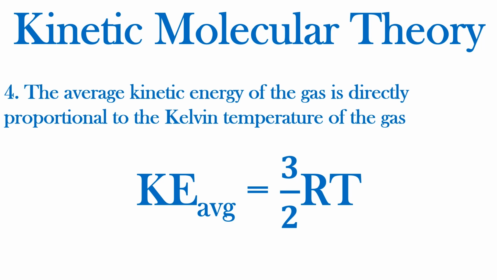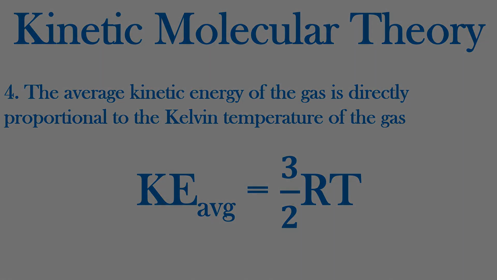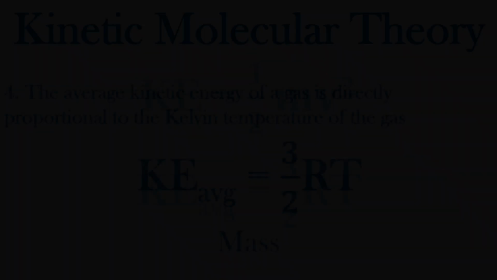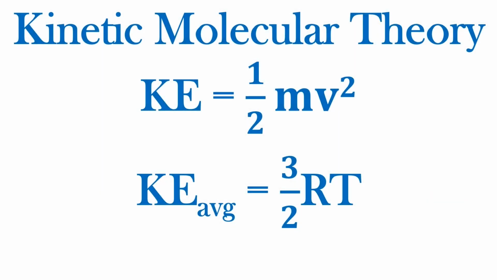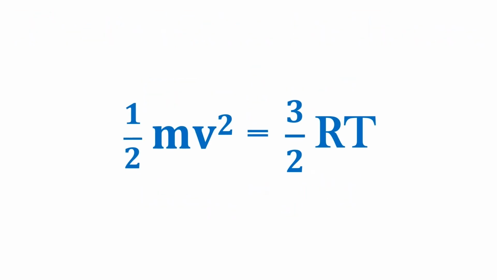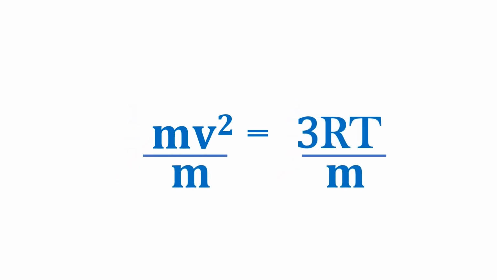Next, let's use this equation to relate how the velocity of a gas is affected by its mass and temperature. We know that the kinetic energy of a particle is 1/2 mv squared. Let's set these equations equal to each other and solve for the velocity. The first thing we'll note is that the halves cancel. Next, divide both sides by the mass, and the mass will cancel on the left side.